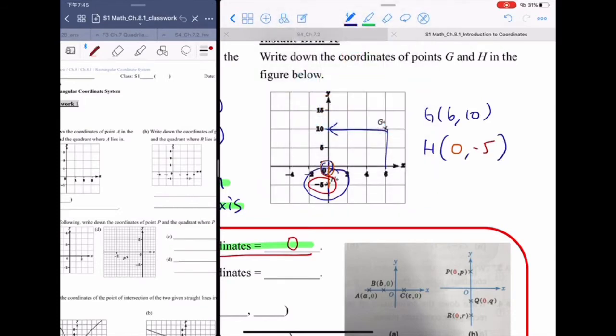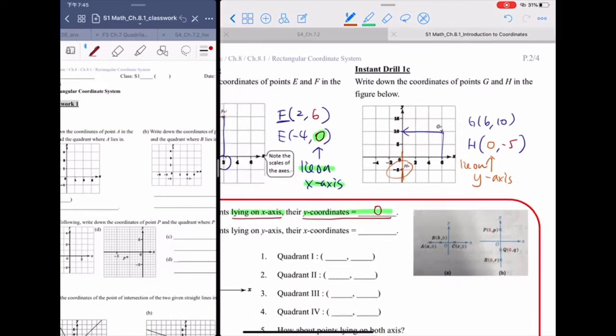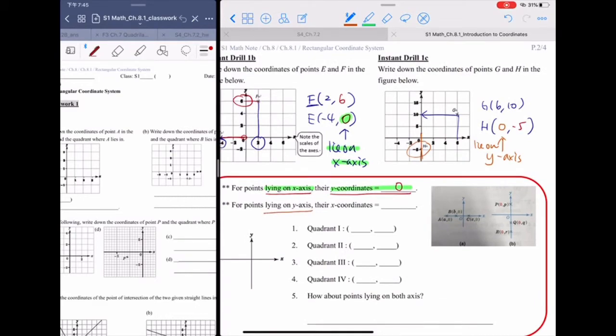So let's take a look this time. This one is the one that lies on the y-axis. So we found that its x coordinate is equal to 0. So that is the second point. Lying on the y-axis, the x coordinate is 0.